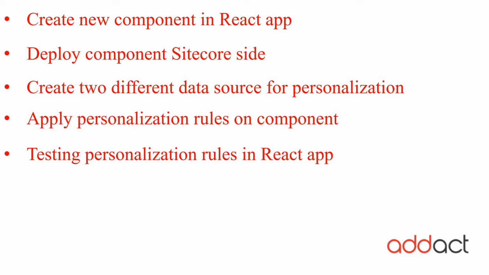am going to modify template.js and view.js, and once it's modified successfully I am going to deploy that particular component inside the Sitecore site, and then I'm going to create two different data sources for the personalization and apply that particular data source and personalization on our newly created component. Once all done, I am going to test this newly created component in the React.js application at runtime. So let's get started, and let me open Visual Studio Code for this.